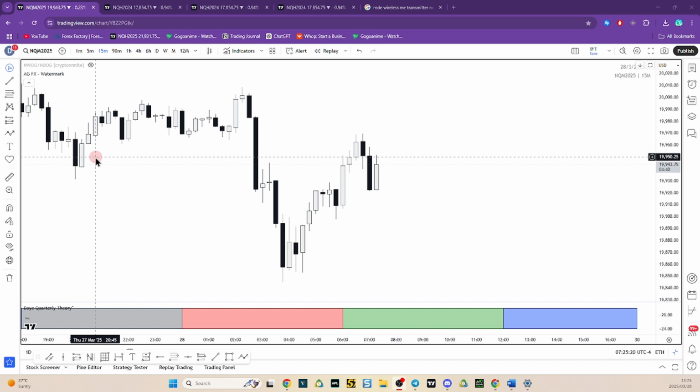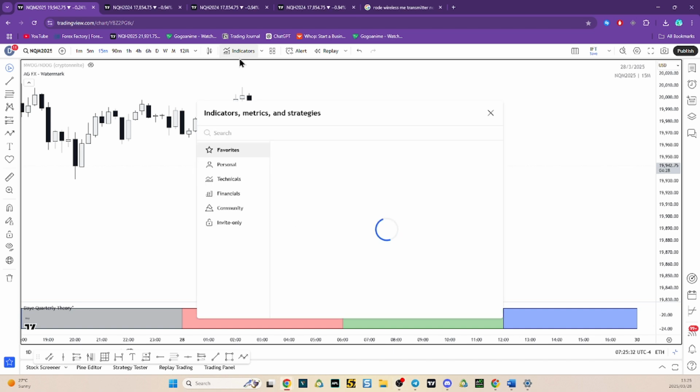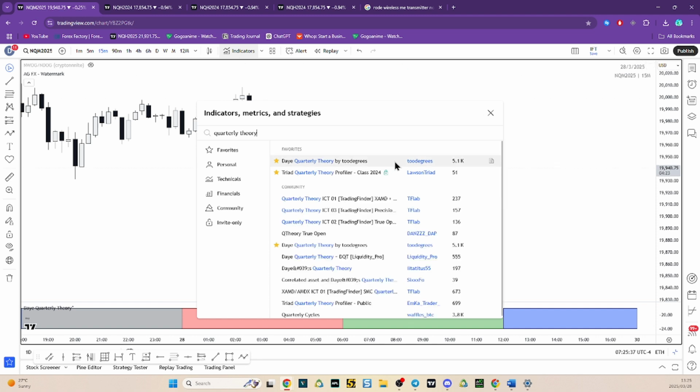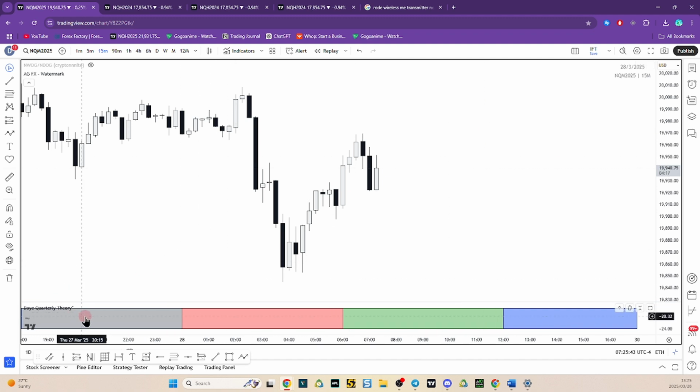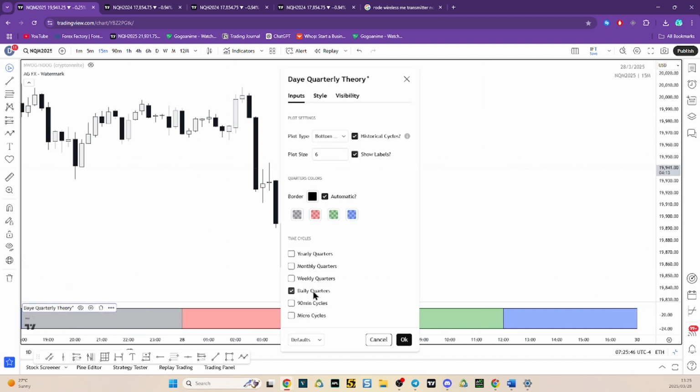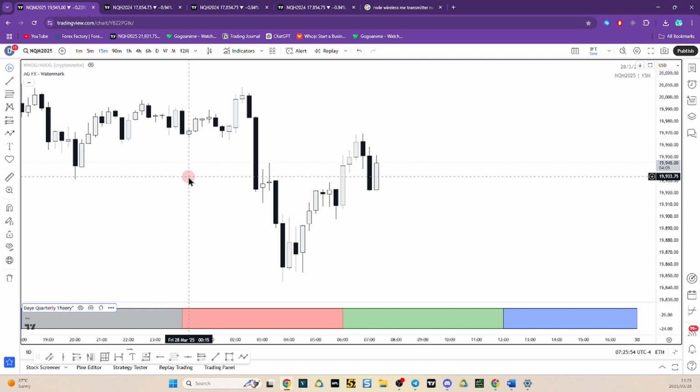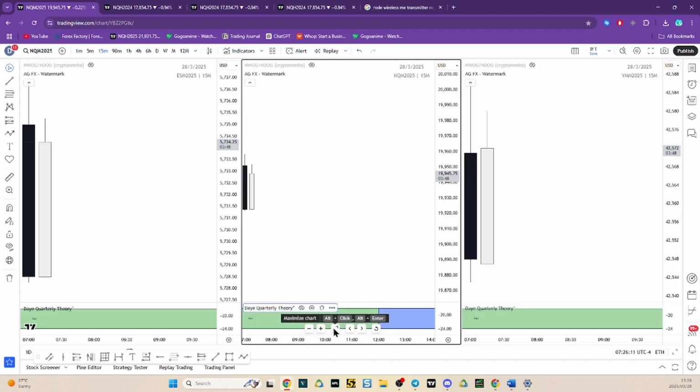With that being said, the first thing that you need for this trading strategy is this indicator. It's called Day Quarterly Theory. You go to indicators and quickly search quarterly theory, and you select this one by 2 Degrees and it will pop up on your chart. For this trading strategy, we are only going to use the daily quarters, or dare I say it, the daily cycle. We are going to view it through the lens of the M15 time frame. And with that being said, let's get into the video.